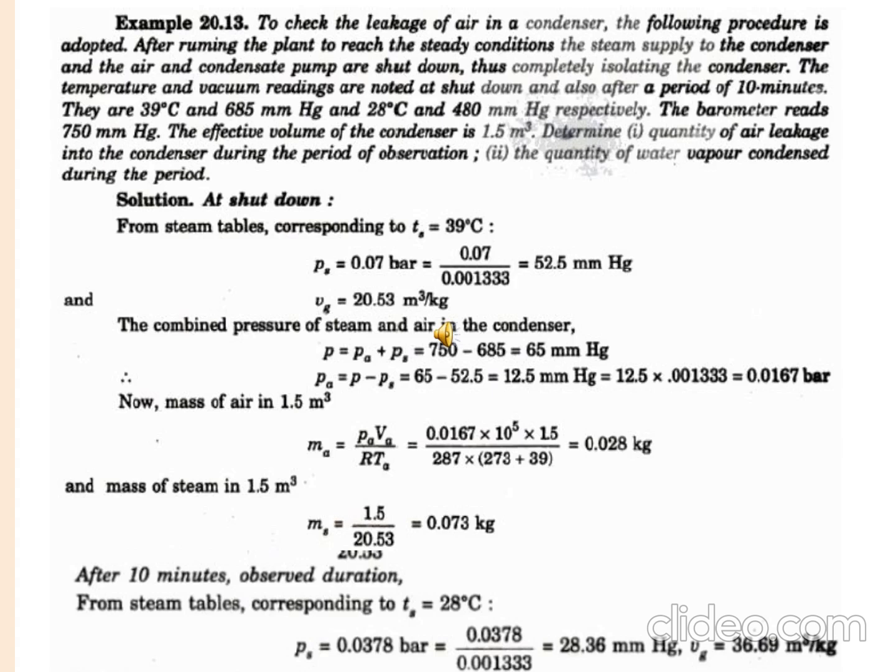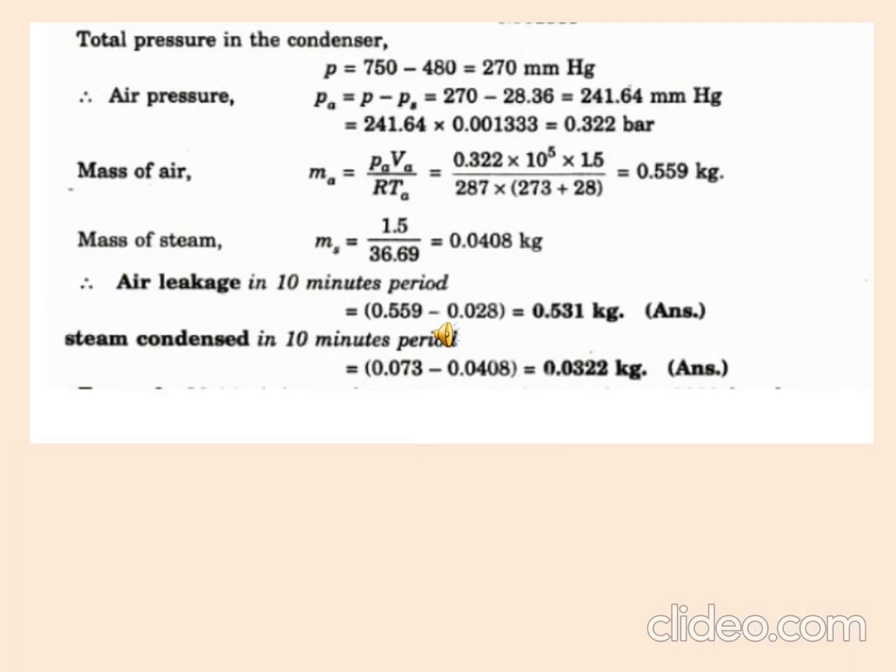Now if we take the mass of air in 1.5 meter cube, which is given, then we have to find the mass m equals PV by RT. So P is 0.0167 bar into 10 to the power 5, into Va which is given as 1.5, divided by R, which we know is 287, into Ta equals 39 degrees centigrade. We have to convert it into Kelvin, so 39 plus 273. It will be 0.028 kg. This is the mass of air.